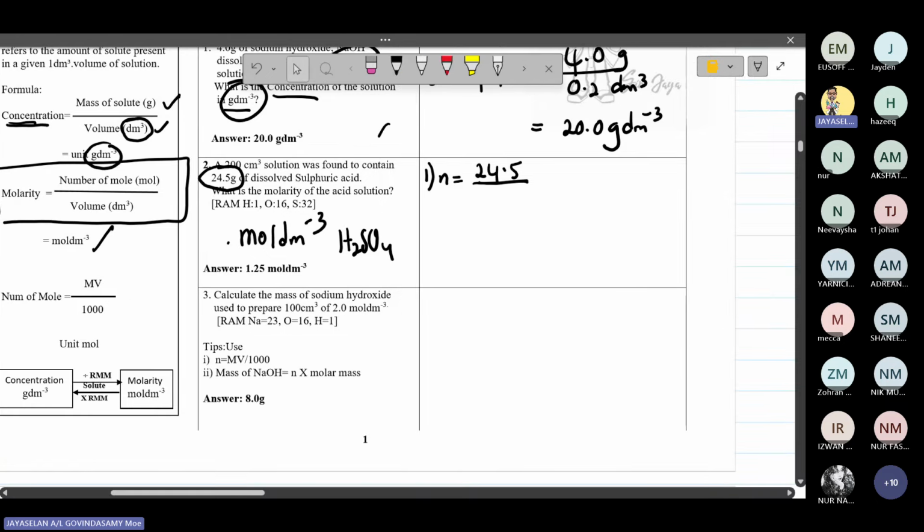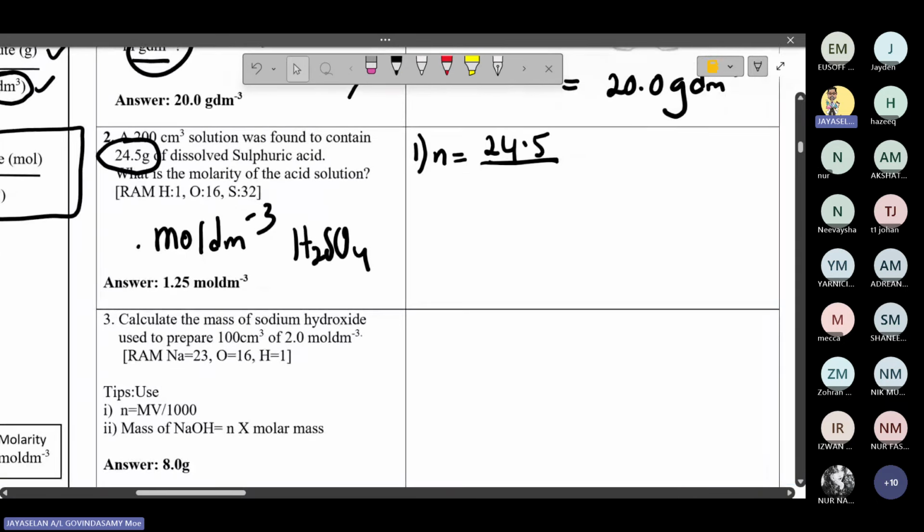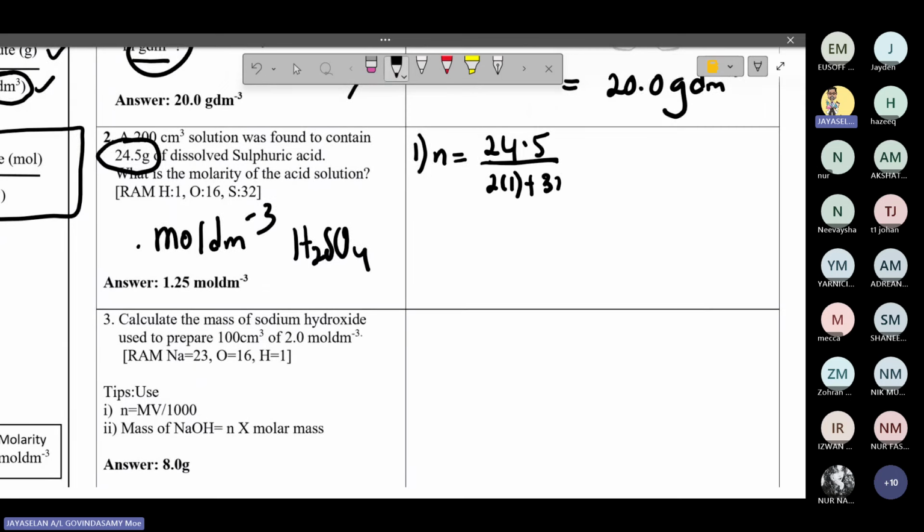What is the formula of sulfuric acid? H2SO4. The formula has been given. So mass over molar mass: 2 times 1 plus 32 plus 4 times 16. Calculator answer. Anyone can help me? 0.25, right. Okay, so you get 0.25 mole. You already found the number of mole.